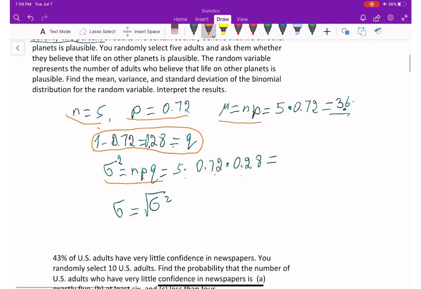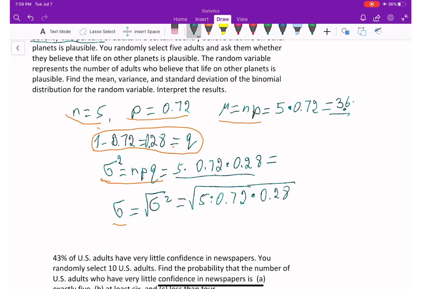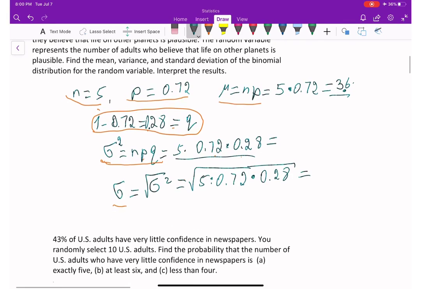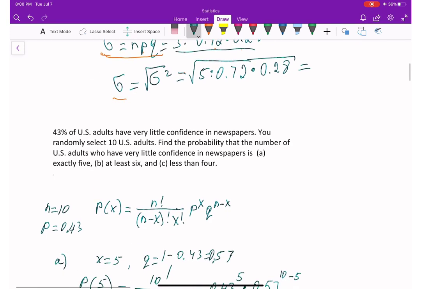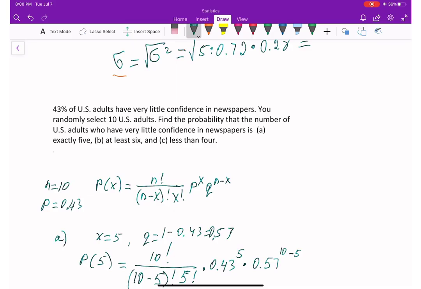And that will be variance, and standard deviation will be square root of sigma squared, which means it's going to be square root of this expression, 5 times 0.72 times 0.28, and you will get your standard deviation. Okay? Next one, there are a lot of calculations. That's why I put them in there, not to waste too much time on writing down. Might as well, I'll just cover and move on.